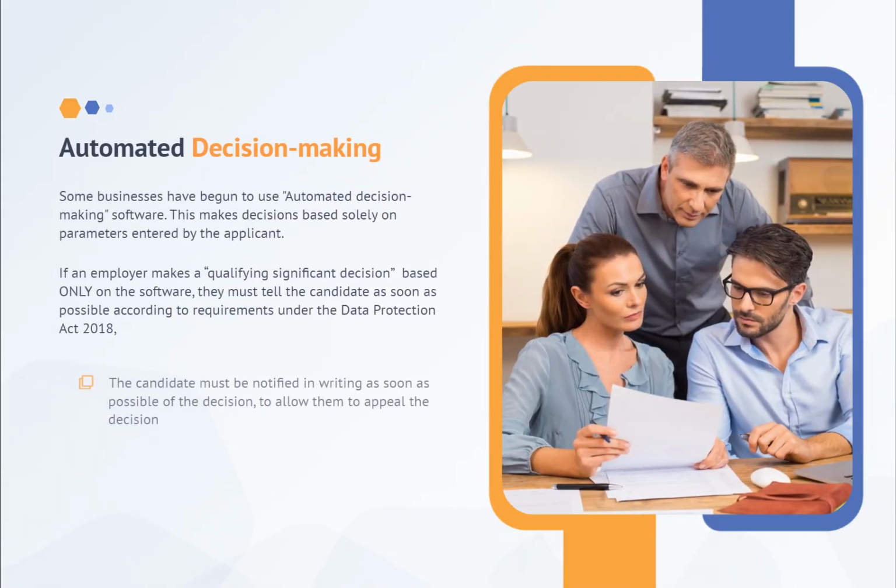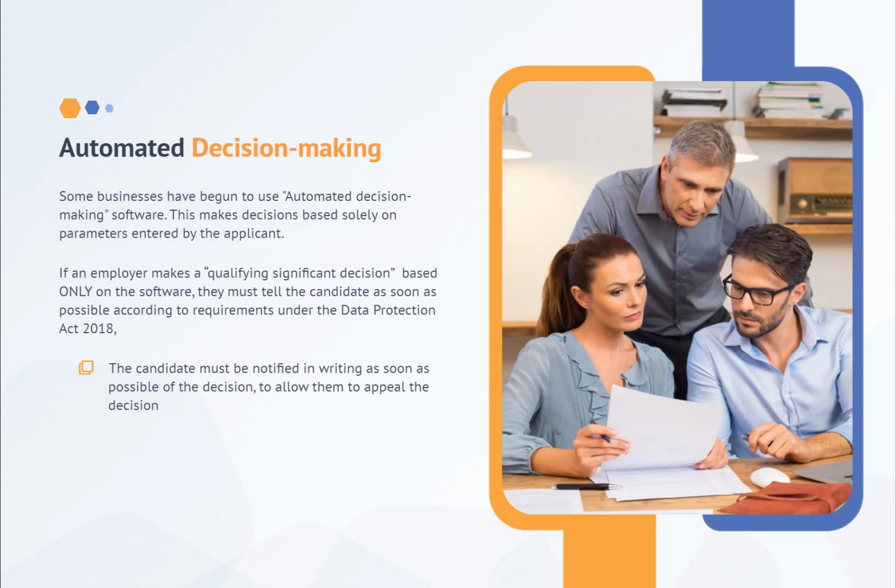Automated decision-making. Some businesses have begun to use automated decision-making software. This makes decisions based solely on parameters entered by the applicant. If an employer makes a qualifying significant decision based only on the software, they must tell the candidate as soon as possible, according to requirements under the Data Protection Act 2018. The candidate must be notified in writing as soon as possible of the decision, to allow them to appeal the decision.